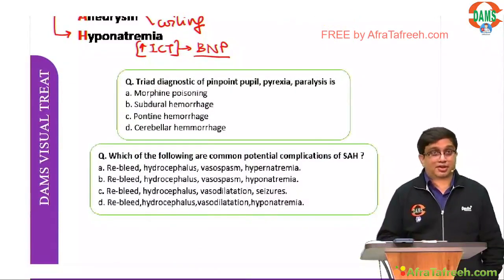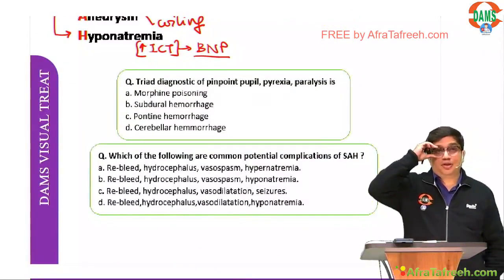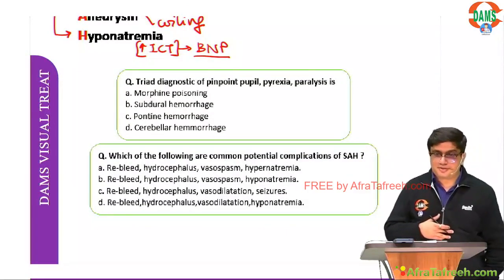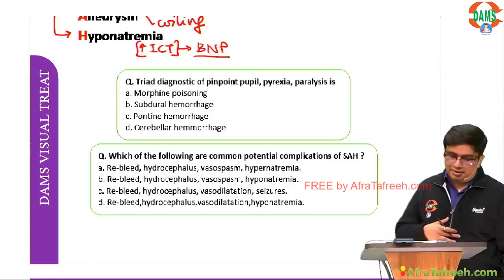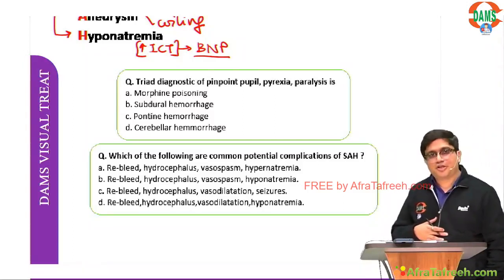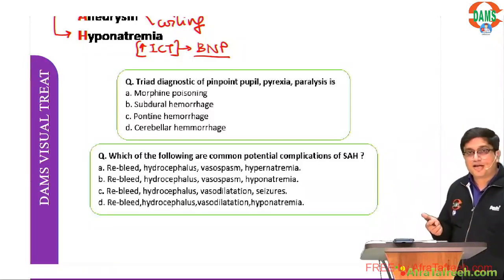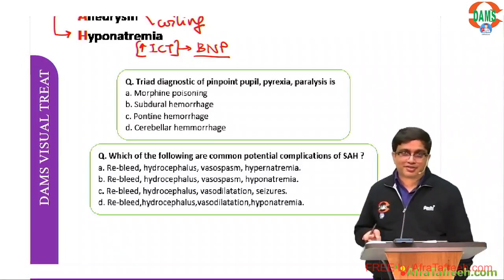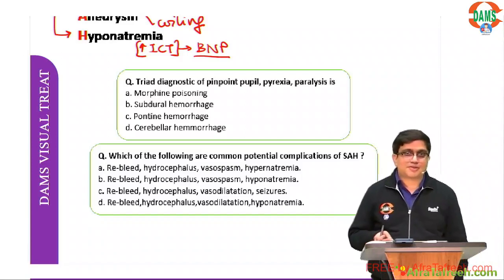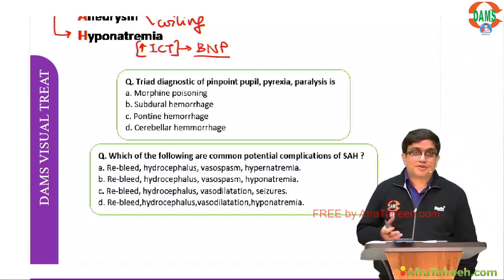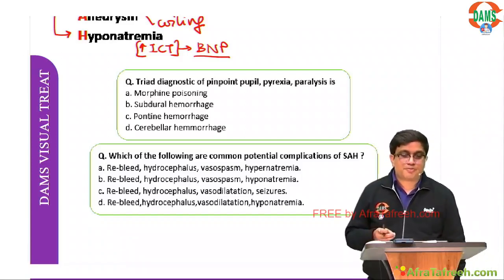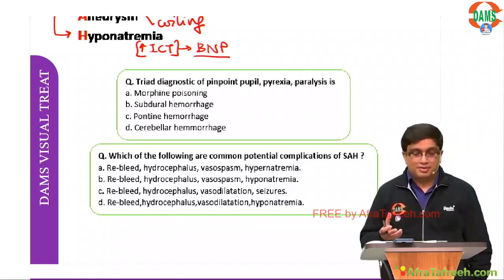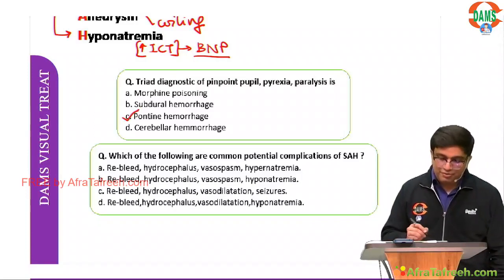Chalo, let's try to answer this question. Diagnose: pinpoint pupil, pyrexia and paralysis. Tell me. Intentionally, I did not tell you the clinical features. Just a quick recap. If it is a patient with a cerebellar hemorrhage, they will have ataxia. Putamen, they will have hemiparesis. Thalamus, sensory loss. Now the patient has got pinpoint pupil, pyrexia and quadriparesis or paralysis. Who is he? A patient of pontine hemorrhage.